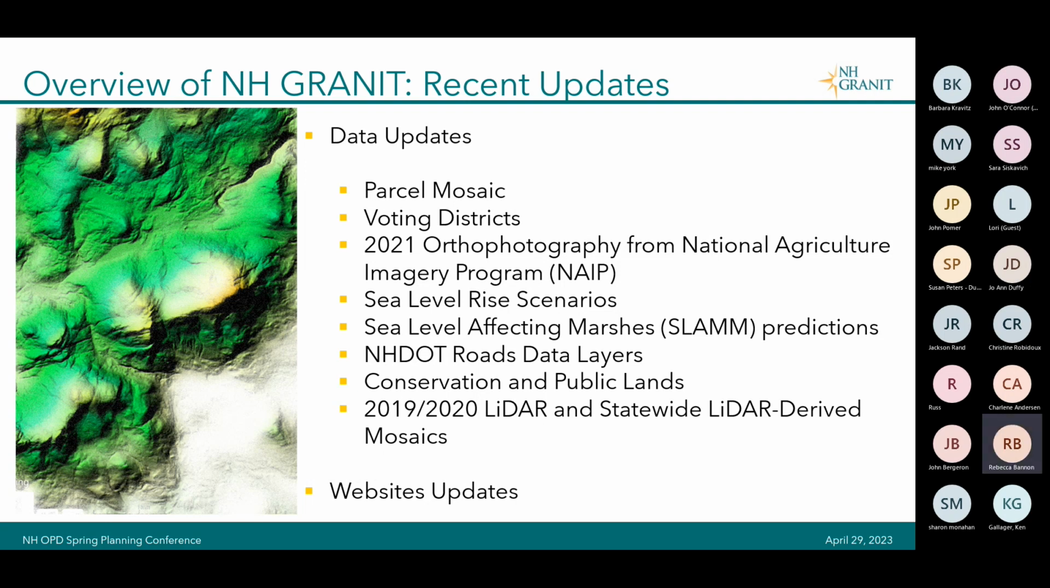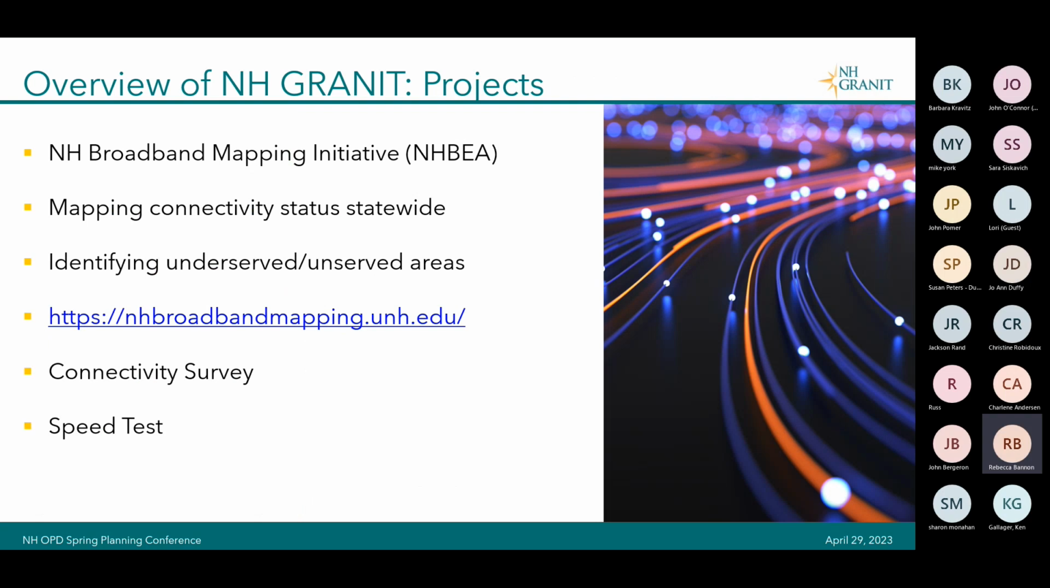So in addition to our core activities, we undertake a variety of projects, and our most recent new project is the New Hampshire Broadband Mapping Initiative. We've contracted with the state's Department of Business and Economic Affairs to map the status of broadband internet access statewide. A particular goal of this project is to identify underserved and unserved areas of the state in order to guide application of the federal funding for expansion of broadband access.